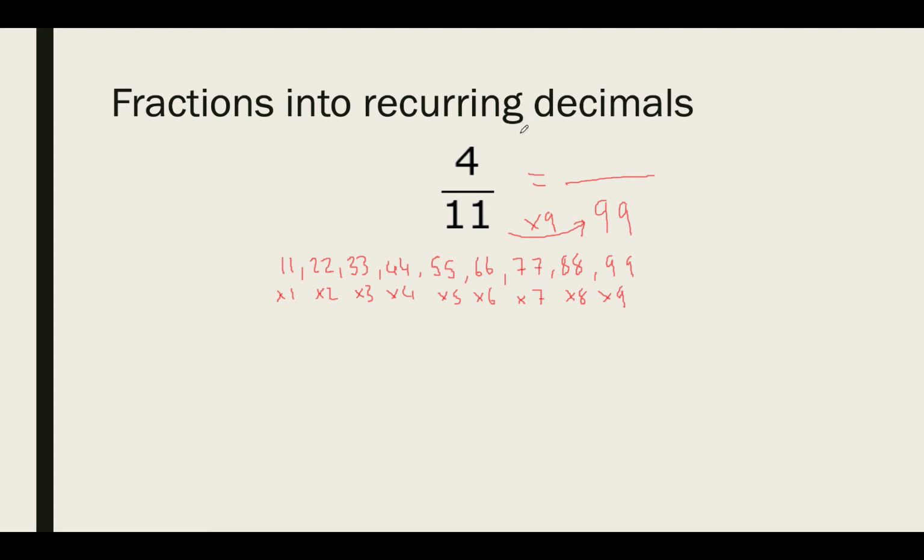So to remain as a true equivalent fraction, we have to multiply the numerator by 9 also, which will give us 36. And we said whatever the numerator is, that is the recurring part of the decimal. So 36 over 99 is actually equal to 0 point and then the numerator, so 36, and both of these parts are recurring.